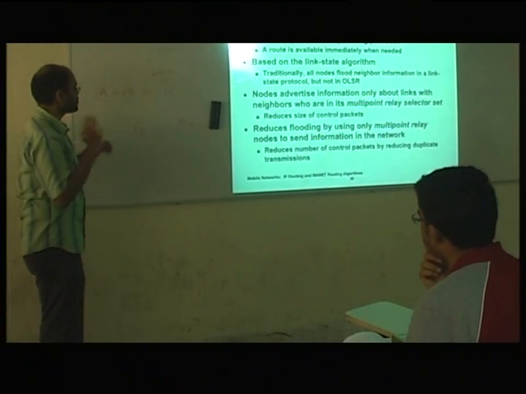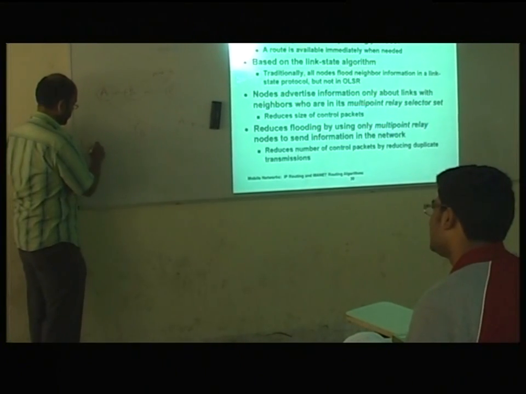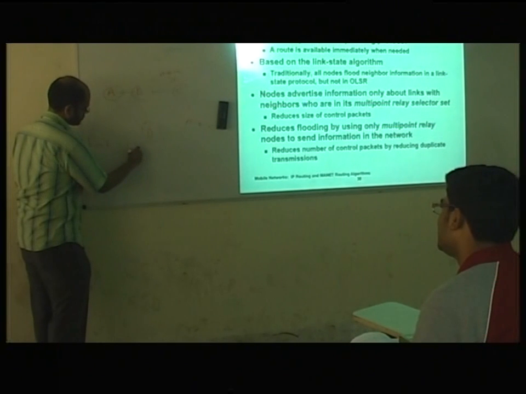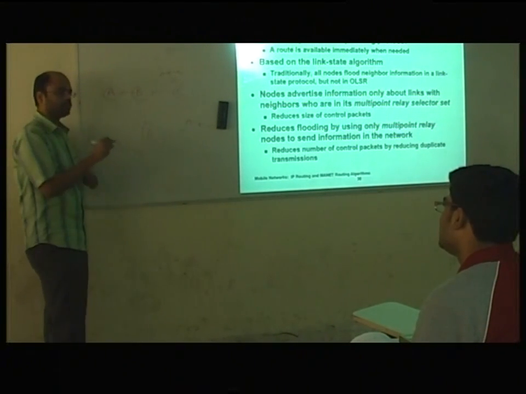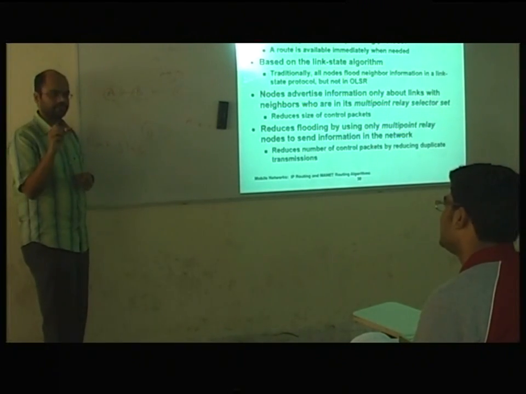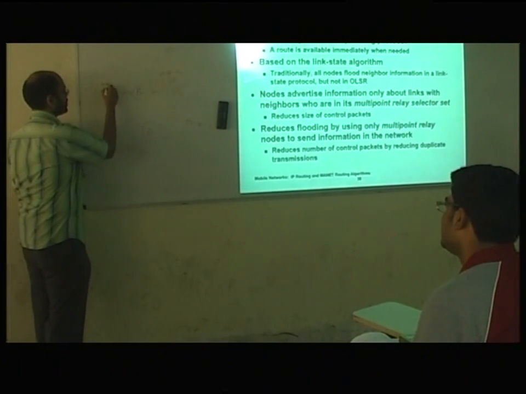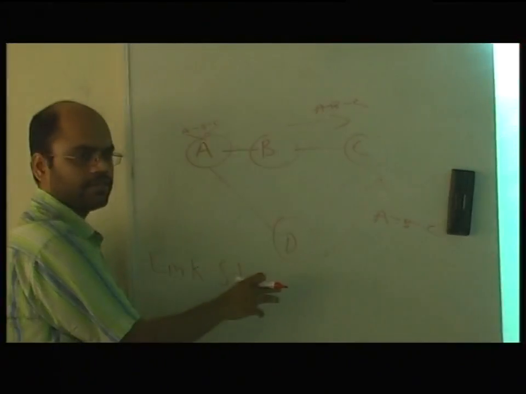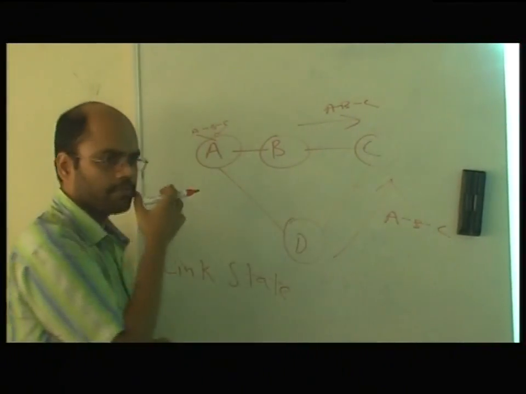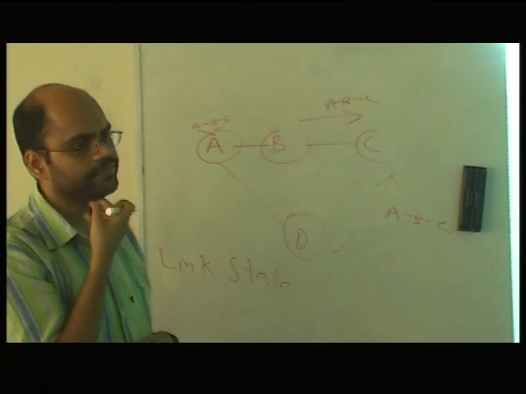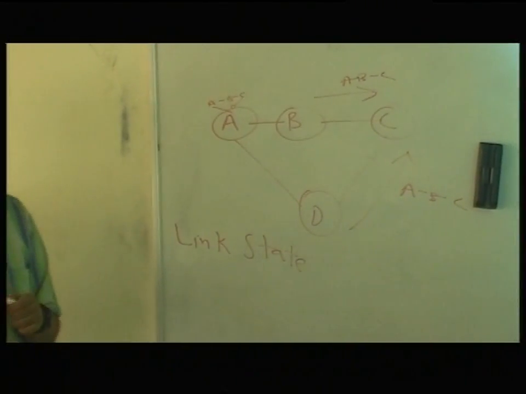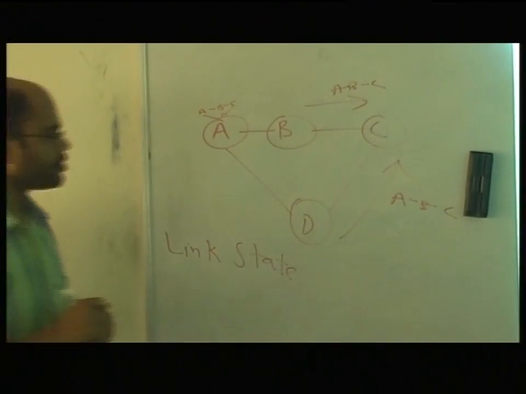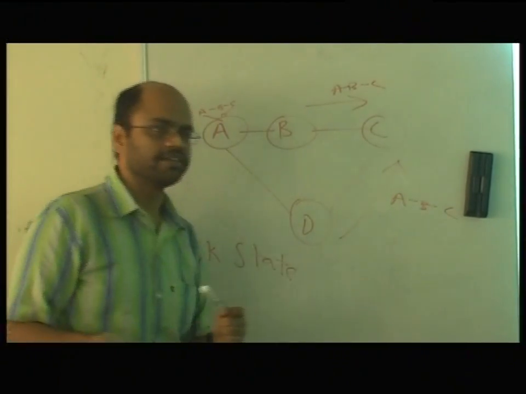So what happens with link state? If you remember the link state algorithm, every node knows the entire topology. So A knows that this is the case, right? And this picture is there with everyone. And now we are sending this information to everyone. So now what's the point of sending A connected to B? So yeah, that's the whole question.